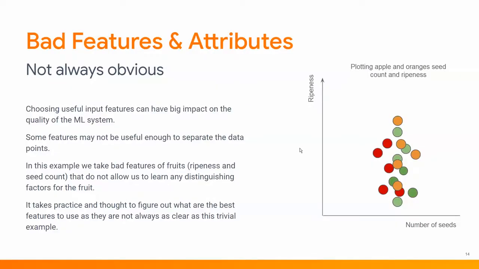What about bad features and attributes? It's not always obvious what you should choose here, and here is a great example, ripeness and number of seeds. This could lead to a scatter plot as you see on the chart right now. And there's no easy way to separate this data with a straight line, or even a curved line for that matter. And this is a good example of a bad choice of features and attributes. And you might be like, well, why, Jason, would you choose such things? And it's not always as simple as apples and oranges.